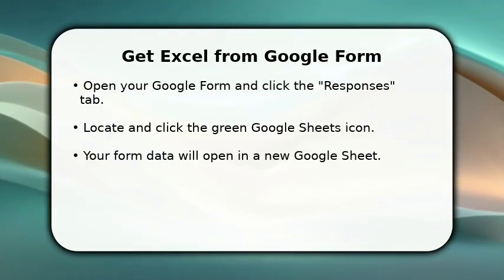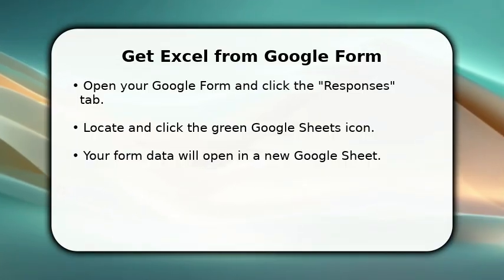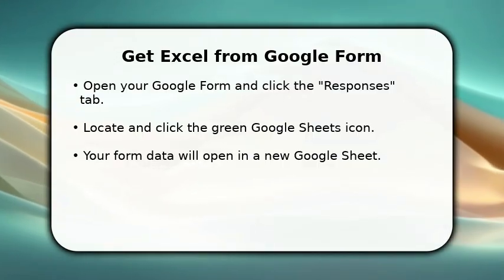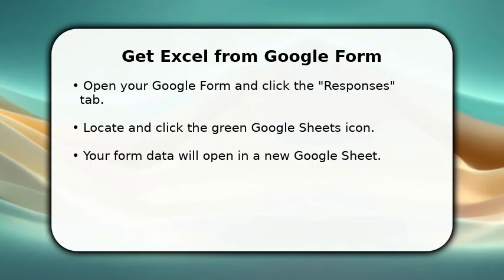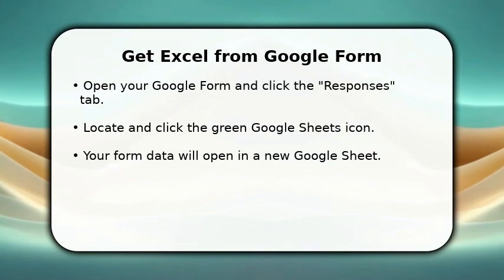Next, look for the green Google Sheets icon, usually located near the top right of the Responses section. Click this icon, and a new Google Sheet will automatically open, displaying all your collected form data in an organized table. This is your first step to getting that data into Excel.